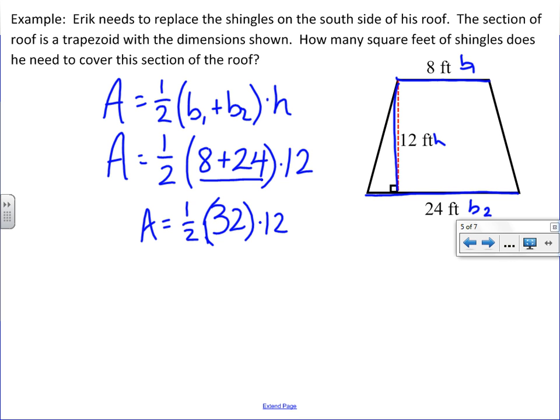Okay, so half of 32 is going to be 16. Bring the rest straight down. And then all I have to do is punch that into my calculator. So 16 times 12 is going to give me 192. So the area equals 192, and we're talking about area, so it's going to be square feet. Final answer.